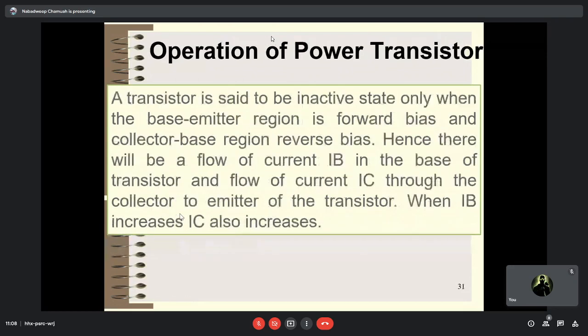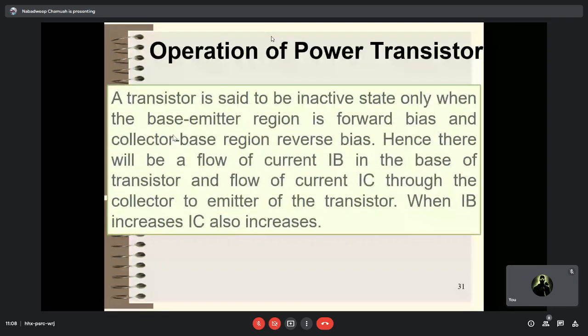Then the transistor is said to be in the active state only when the base emitter region is forward biased and the collector base region is reverse biased. This is how a normal transistor works, right? To make the transistor work, you need to make the base emitter junction forward biased and the collector base junction reverse biased, right?